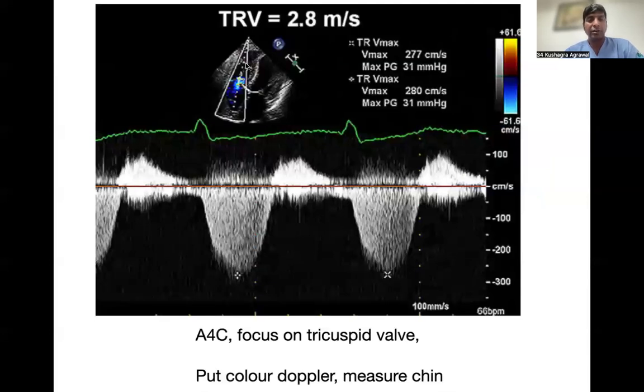So in apical four-chamber view, we put the continuous wave Doppler, and you will get this tracing, and this peak jet velocity should be measured. We should measure only this solid part. These speckles should be discarded. Only this solid part should be taken into account.